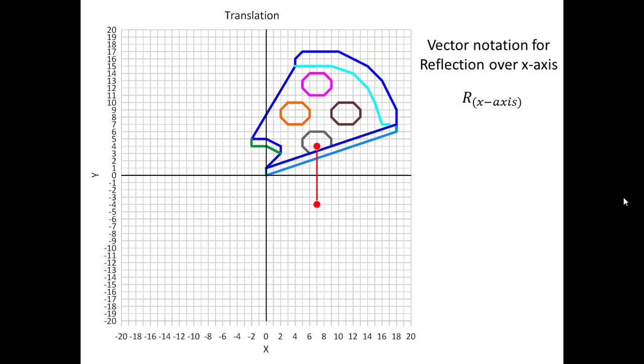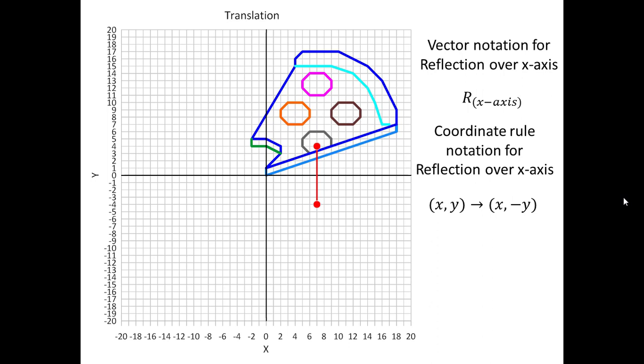The vector notation for reflection over the x-axis is an R with a subscript x-axis. There's a coordinate rule, which is a little bit more informative. It takes any point (x, y) and maps it to the point (x, minus y). Looking at our arbitrary point in the middle of the sausage, it goes from the point (7, 4) to the point (7, minus 4). They share the same x distance from the y-axis along the x-axis. The x distance is 7, but the y value went from 4 above the x-axis to minus 4 below.